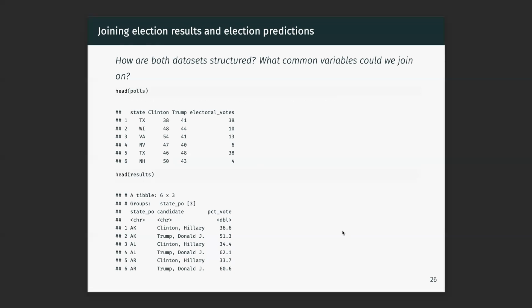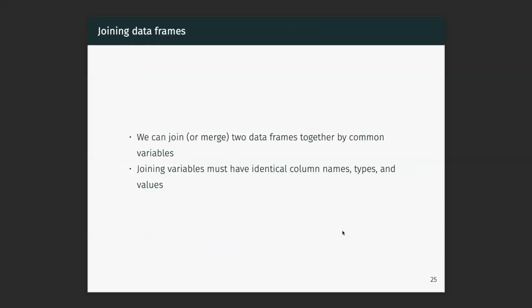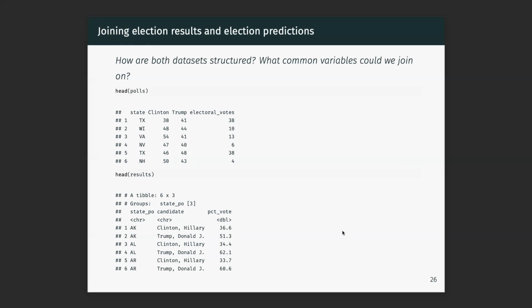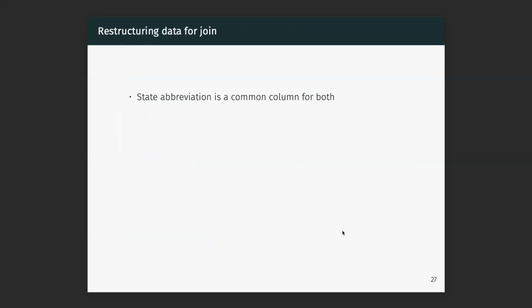So when we look at these, though, and we think about a join, we can see that the state abbreviation is identical across both, right? So on polls, we have state abbreviation as our 2-letter state postal code. On results, we have the same information contained in a variable named state PO. So in order to meet the conditions of having identical column names, types, and values, what we're going to want to do is rename one of these variables to join them.